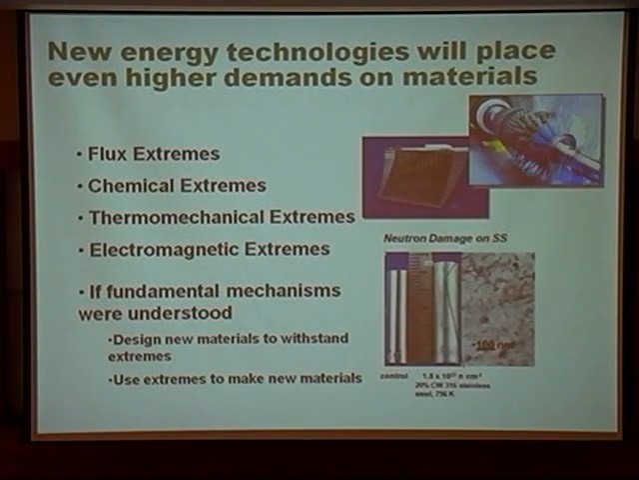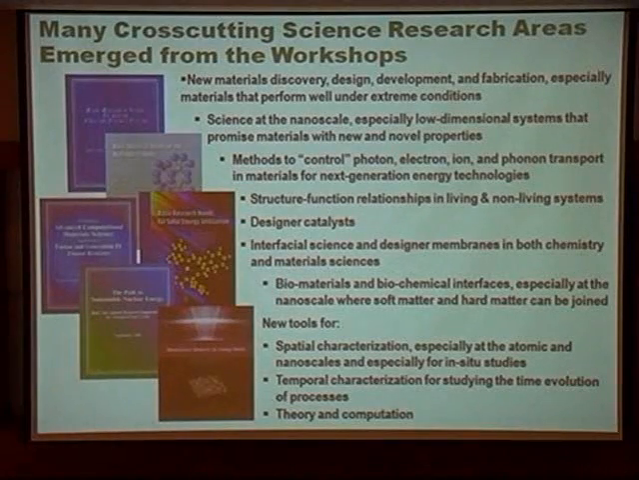The other thing is, can we use these extremes to make better materials? Can we use neutrons to make a harder material, for example? So if we understood how it worked, we might be able to harness it to make improved materials. So this is kind of the end, and I'll open up for questions. This was the Crosscutting Science for research that came up, and you can kind of read through here.